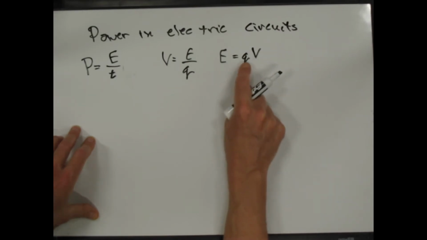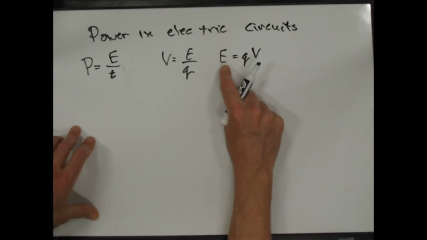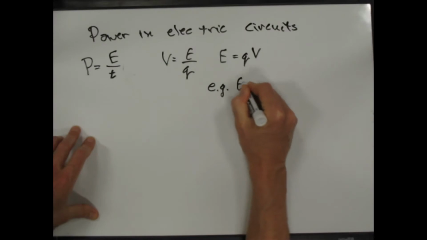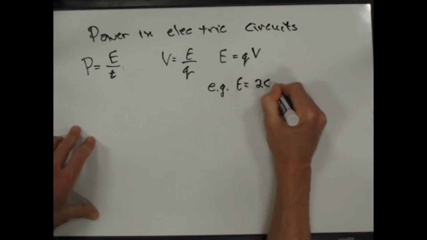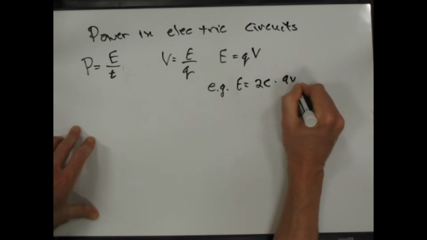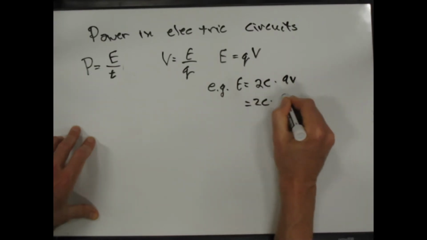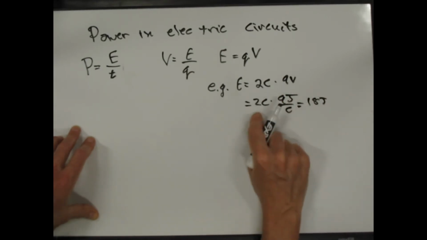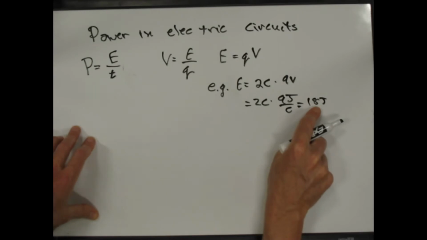So if I pull 2 coulombs from a 9-volt battery, I get 2 coulombs times 9 joules per coulomb, which is 18. So I can say, for example, the energy is 2 coulombs times 9 volts, which is equal to 2 coulombs times 9 joules per coulomb, which gives me 18 joules. So if I pull 2 coulombs out of a 9-volt battery, I can get 18 joules of energy out of it, or do 18 joules of work if I want to, right?